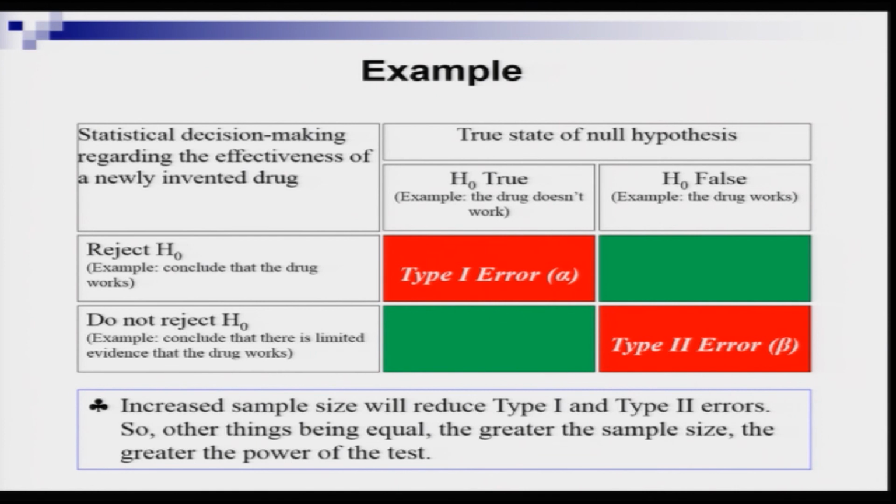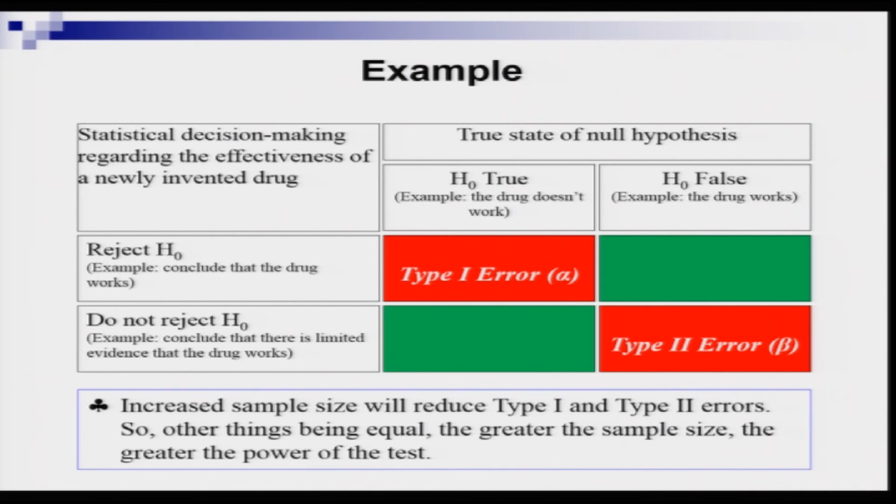But what about the fourth box, and that is again in red. That is another problem area, where the actual situation or the reality of the null hypothesis is that H naught is false, so the drug actually works, but you do not reject the null hypothesis. So you conclude that from the data you find very little statistical evidence that the drug works. This is a problematic area because you are drawing a wrong conclusion based on the sample. It is called a type 2 error, and the associated probability is given by beta.